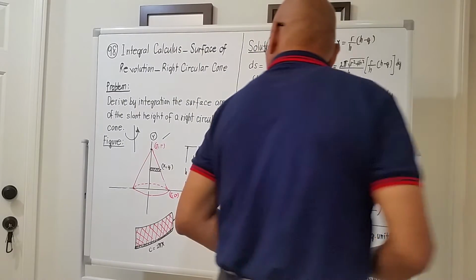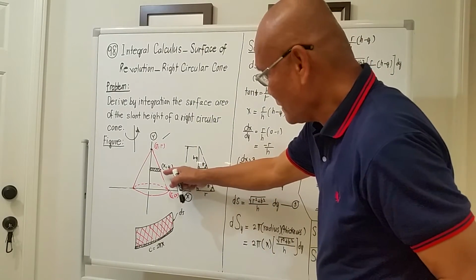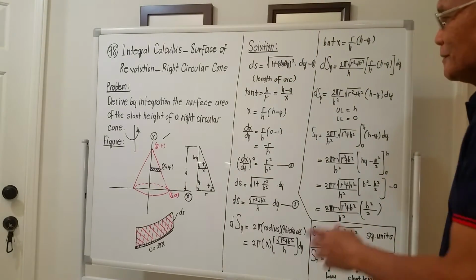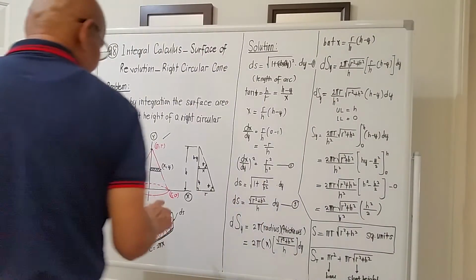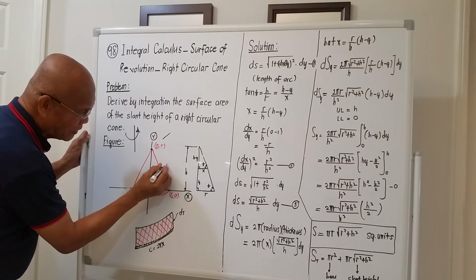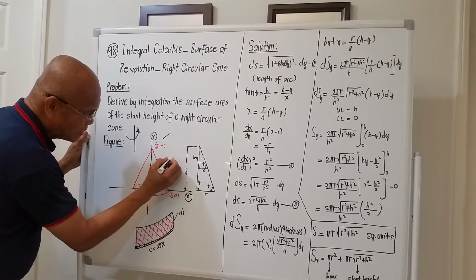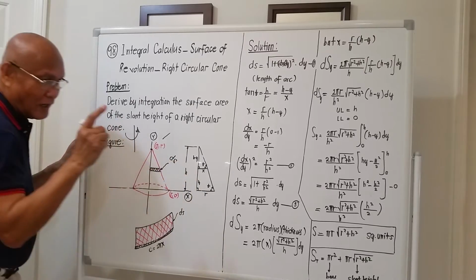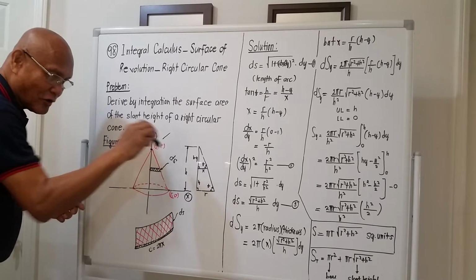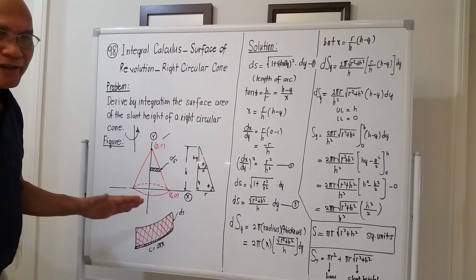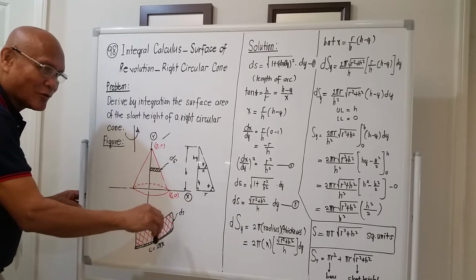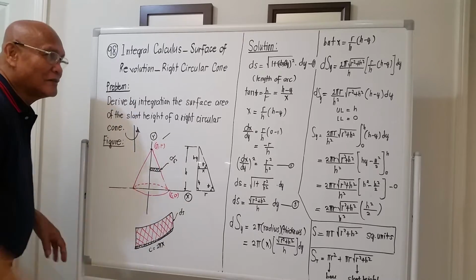We'll compute first the length of arc for the slant height, because this part of the graph, this portion here, is actually ds. The length of arc for the slant height of the right circular cone. And we are just lucky, the slant height is actually a straight slant line.